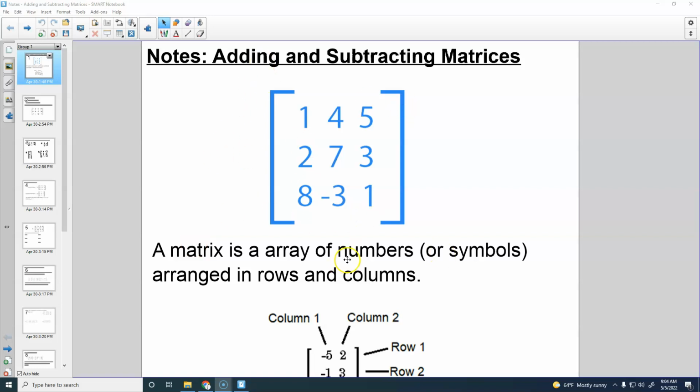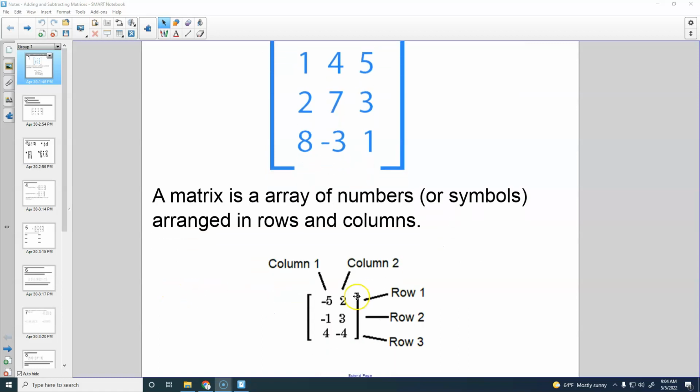So, terminology for matrices. A matrix is an array of numbers or symbols, but we're typically going to be dealing with numbers, arranged in rows and columns. So, rows are horizontal. You can see here row 1, row 2, row 3. Columns are vertical. So, that's important to know.